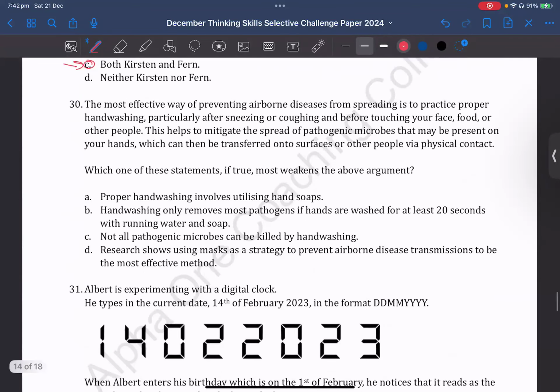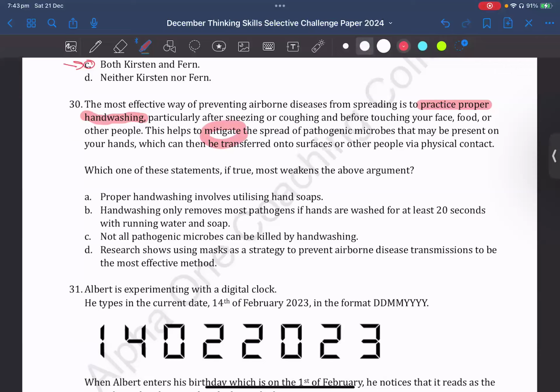So for question 30, the most effective way of preventing airborne diseases. I'm already noting a few terms that might be more popular since COVID, but please just revise the vocab here. I think selective is definitely quite a bit easier than the vocab here. It's just to train you. So the argument in this question is that you must practice proper hand washing, the most effective way of preventing airborne diseases. Airborne means something spread in the air, particularly after sneezing or coughing, before touching a face, food, or other people.